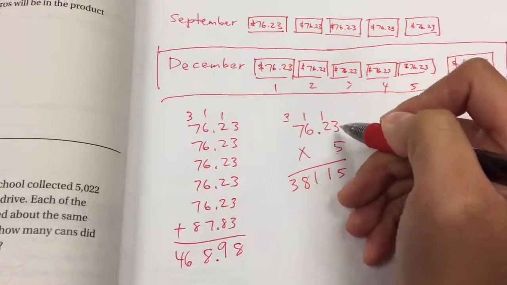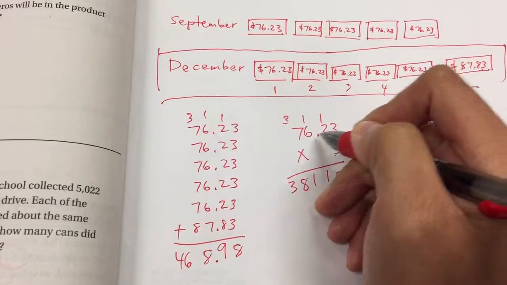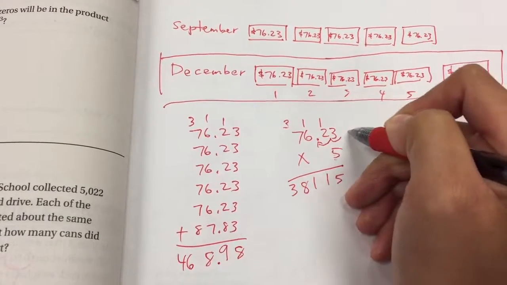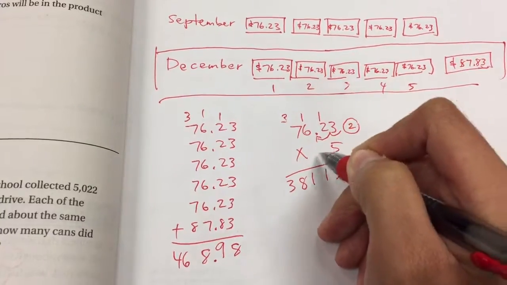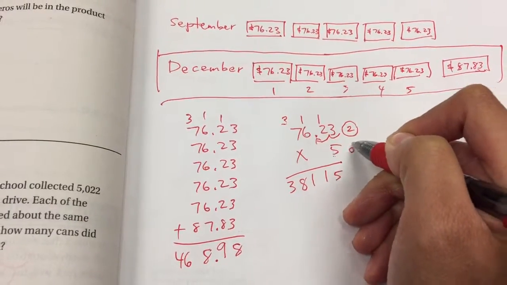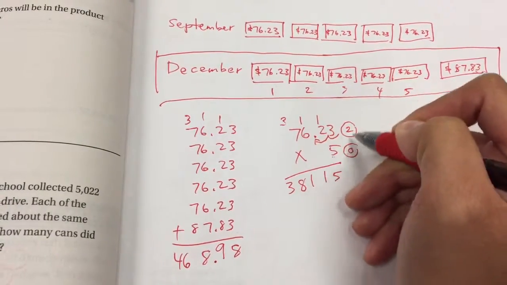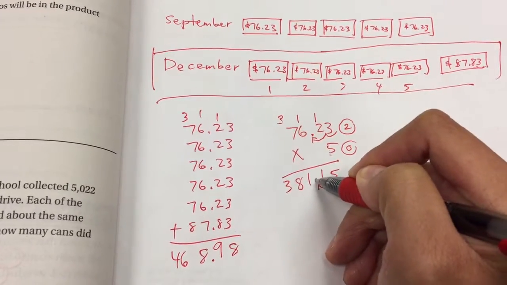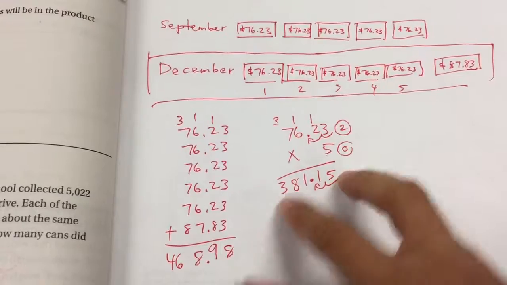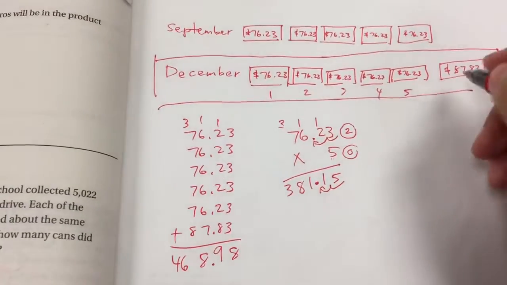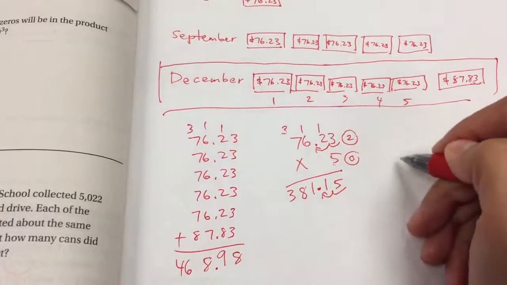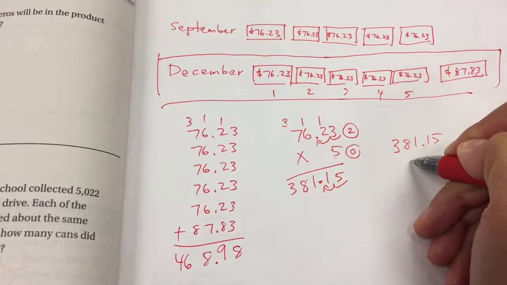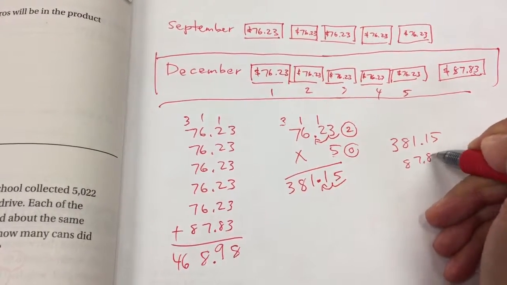Now we have to worry about the decimals. There's a decimal in the first number, and you had to move it 2 times, 2 place values. There's no decimal in the next one, so no decimal to worry about. You have to move the decimal a total of 2 times. Now once you multiply this, you have to add your remaining deposit. $381.15 plus the $87.83.